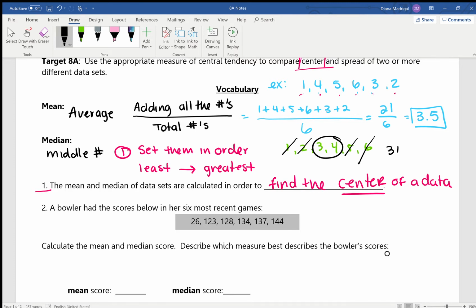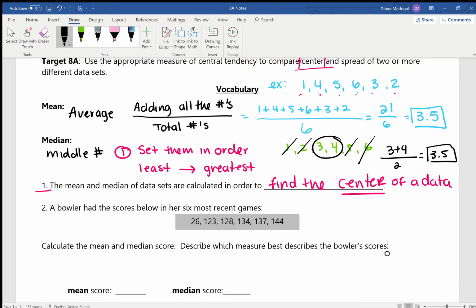So 3 plus 4 divided by 2, because I have two numbers and I'm trying to find the middle number. So 3 plus 4 gives me 7, divided by 2 equals 3.5. So this will be my middle number, 3.5. I'm just going to put it as 3.5. Okay.